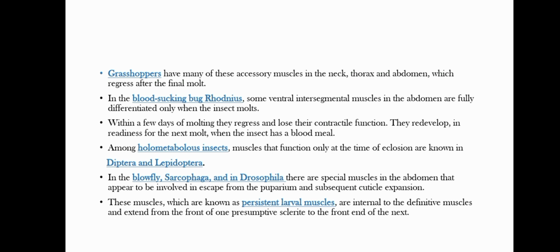Among the holometabolous insects, muscles that function at the time of eclosion are also found only in the Diptera and the Lepidoptera. In the case of the blowfly Sarcophaga and also in Drosophila, there are special muscles in the abdomen that are mainly involved in the escape from the puparium and the subsequent cuticle expansion. These muscles are known as the persistent larval muscles, and they extend from the front of one presumptive sclerite to the front of the next.